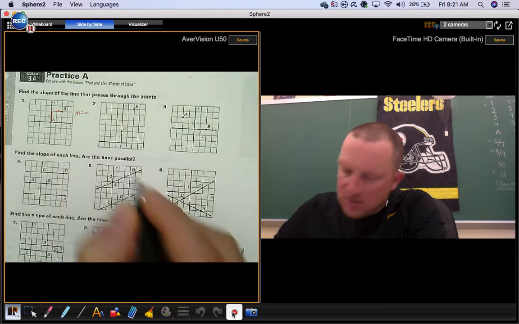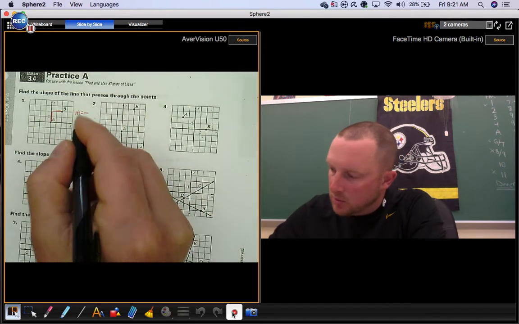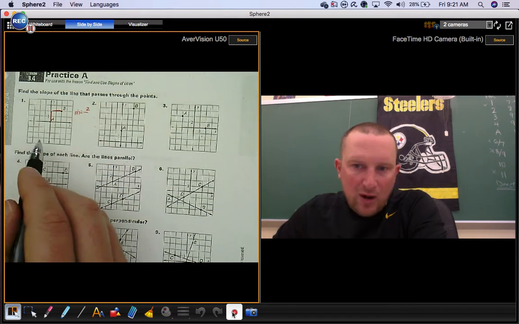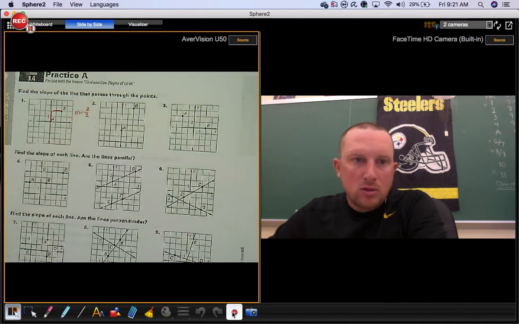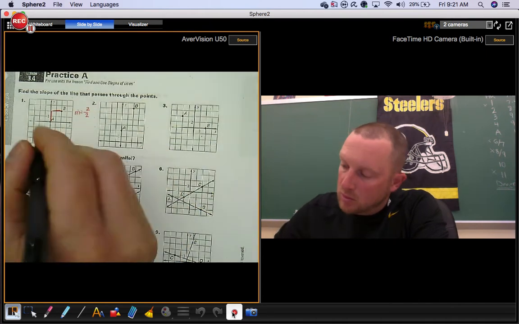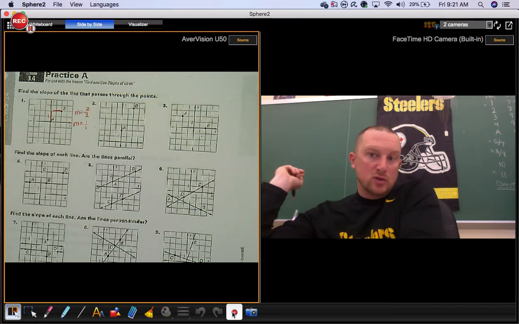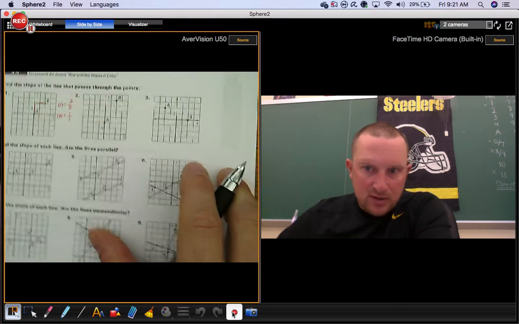So if I would write my slope as a fraction, remember lowercase m is what slope is abbreviated by. I'm rising 2, and I'm also running 2. So my slope is 2 over 2. Just reduce that to 1 over 1. Make sure you reduce your fractions. Always write your slopes as fractions.